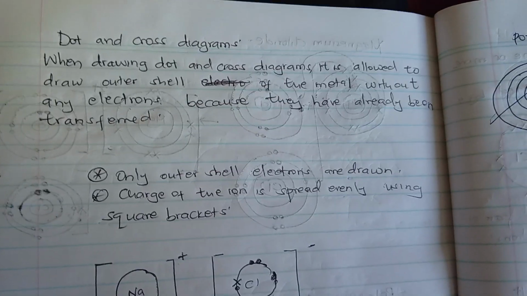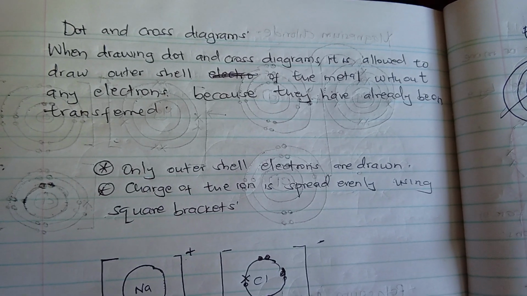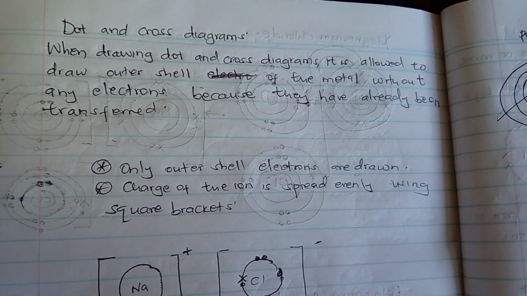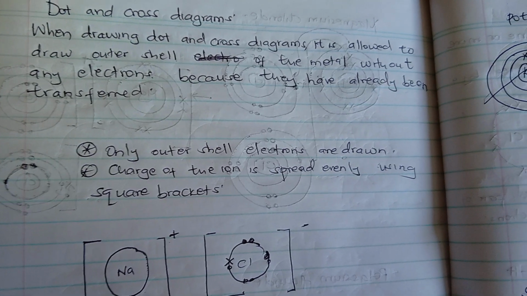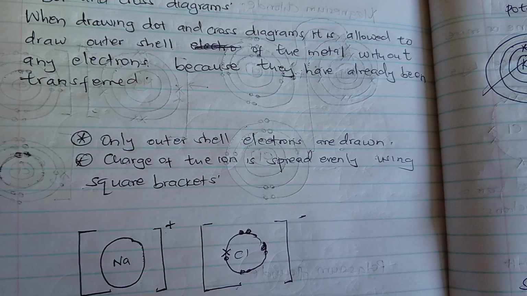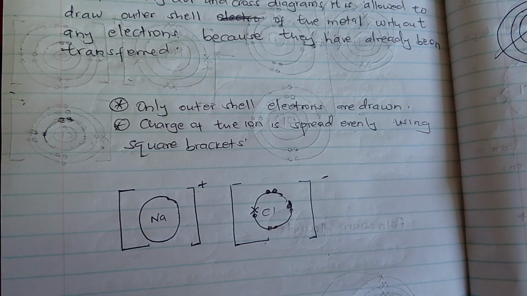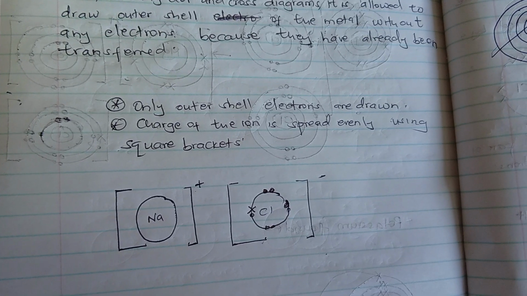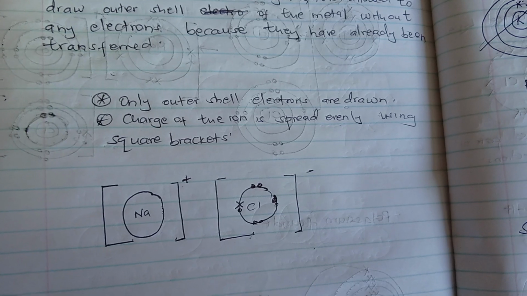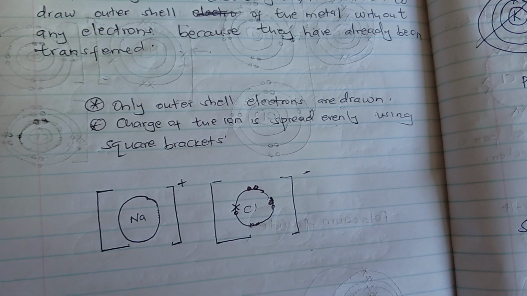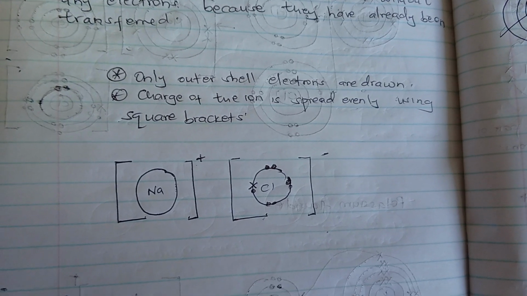Dot and cross diagrams. When drawing dot and cross diagrams, it is allowed to draw the outer shell of the metal without any electrons, that is, if it has already lost the electrons, and the non-metal, of course, will have gained one electron. Only outer shell electrons are drawn, and the charge of the ion is evenly spread. You use square brackets to show the two oppositely charged ions that are produced.